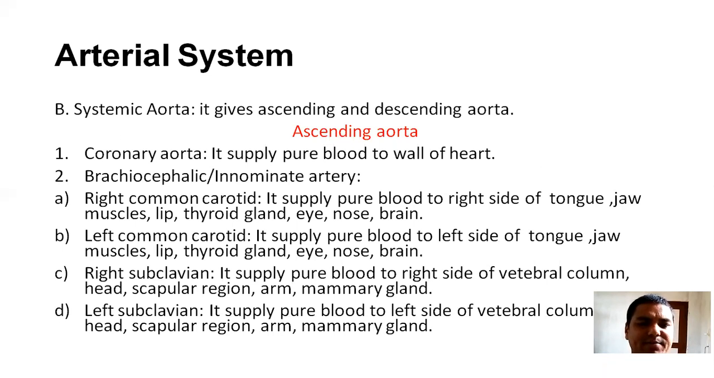Right common carotid supplies the pure blood to the right side of the tongue, jaw, muscles, lip, thyroid gland, eye, nose, brain. Left common carotid aorta supplies the pure blood to the left side of the tongue, jaw, muscles, lip, thyroid gland, eye, nose, brain. Right subclavian aorta supplies the pure blood to the right side of the vertebral column, head, scapular region, arm, mammary gland. And left subclavian aorta supplies pure blood to the left side of the vertebral column, head, scapular region, arm and the mammary gland.